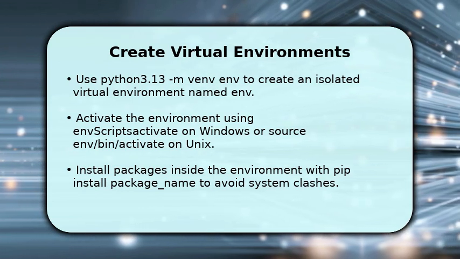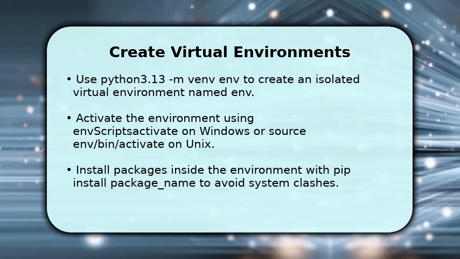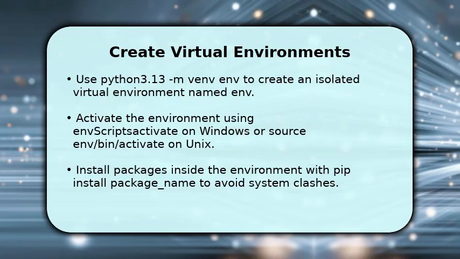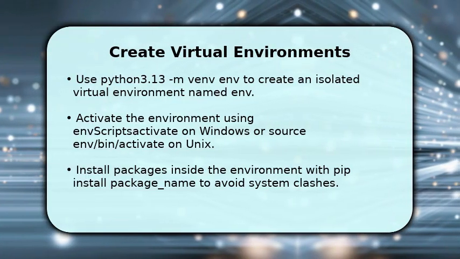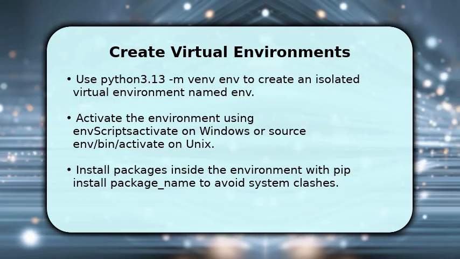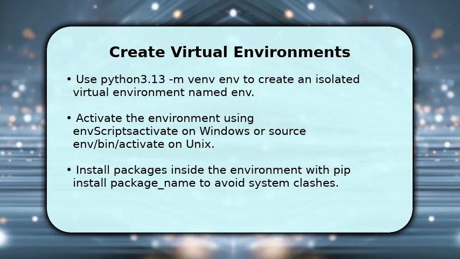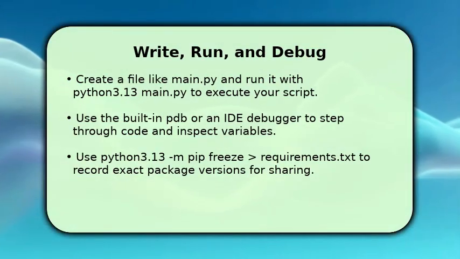With the environment active, upgrade pip by running python -m pip install --upgrade pip to ensure modern package handling. Install packages inside the environment with pip install package. Begin writing code in a file named main.py or similar, and save it in your project folder. Run your script with python3.13 main.py from the activated virtual environment to execute the program.